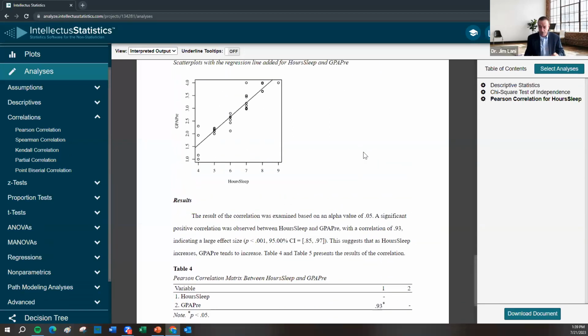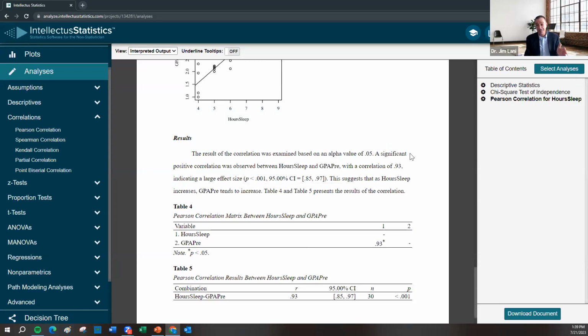Now let's get to the heart of what we're doing here, which is: is there a relationship between sleep and GPA? We can see there was a significant positive correlation, new term coming in here, between sleep and GPA, with a correlation of 0.93. Using those conventions of effect size, that means there's a large effect size. So with all of these tests, we also have the interpretation. This suggests that as hours of sleep increases, GPA tends to increase. All right, so that's the interpretation of a positive correlation.